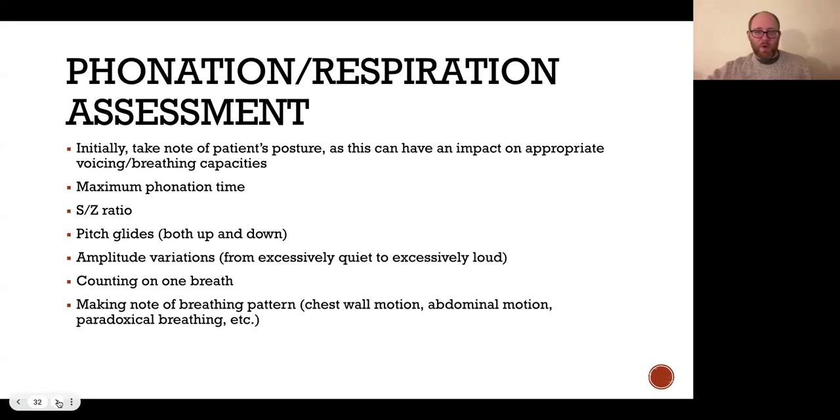Normal tends to be approaching around 20 seconds. There is some variety for gender, age, and body build. Also, someone who's a professional singer is going to be able to do this forever.